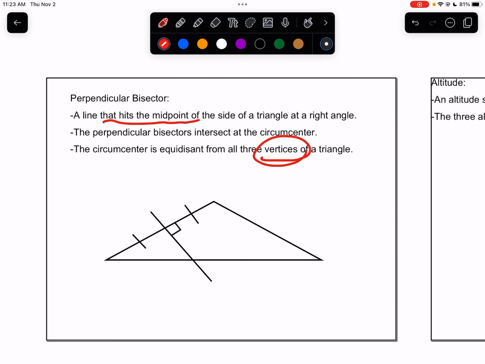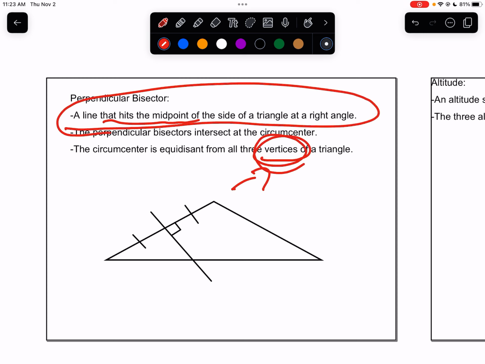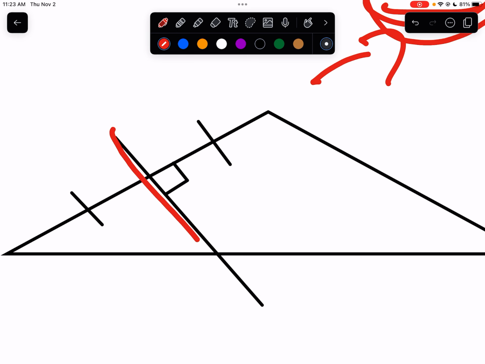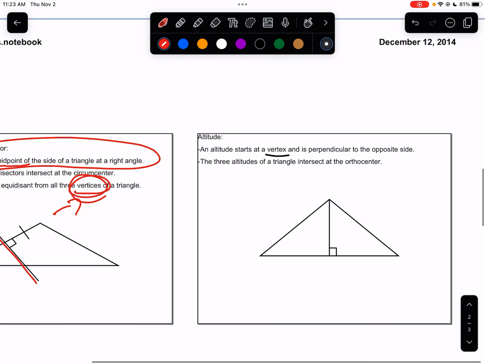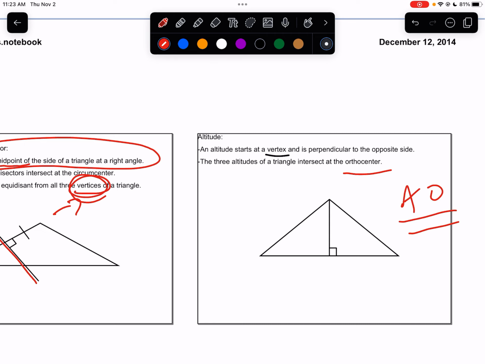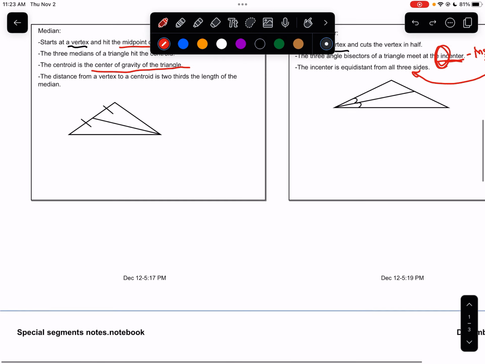Circumcenter is equidistant from the vertices. The only one that doesn't mention vertex is equidistant from the vertices. So the point equidistant from the vertices comes from the perpendicular bisectors, which don't have to touch the vertex. Look at that. Does this have to go through the vertex? No. Altitudes, orthocenter, you just got to know it. Ayo, ayo. I don't know if that helps. Little things like that help me remember things. But you need to have an idea of what these look like and how they act.